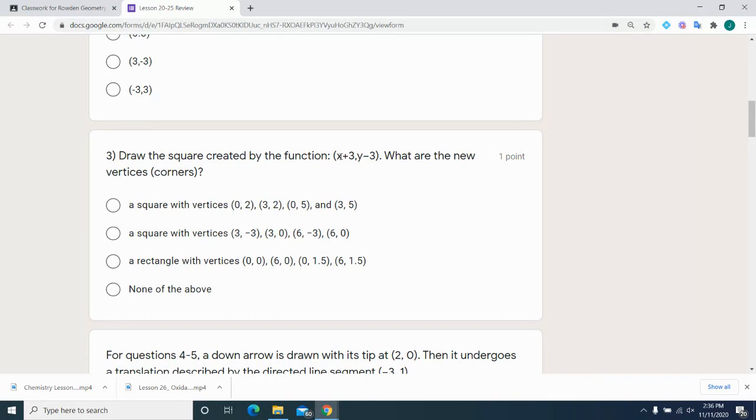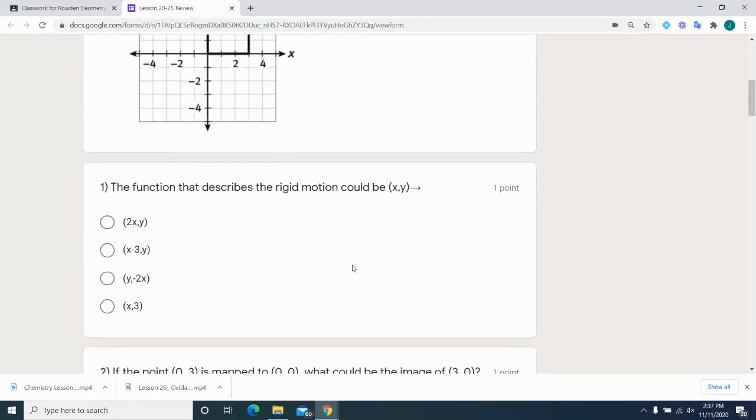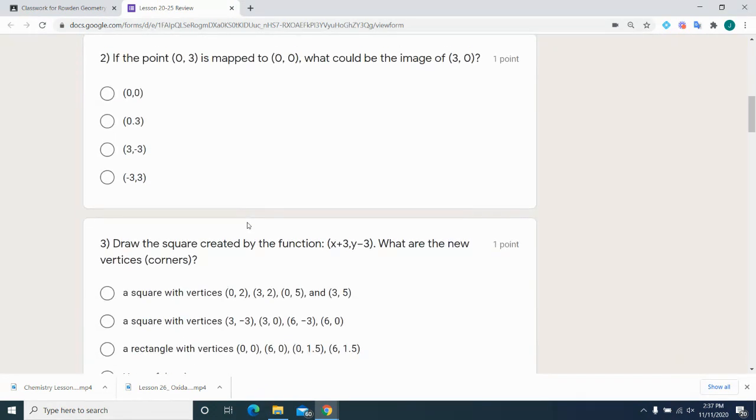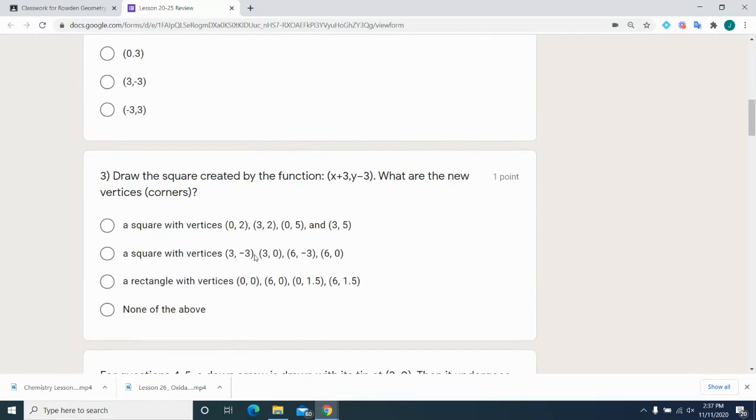Okay, now what we're going to do, x is going to go up by 3 and y is going to go down by 3. So this whole thing is going to move, x goes up by 3, y goes down by 3. Let's take the easiest corner, which is 0, 0. If x goes up by 3, it's at 3. Y goes down by 3, it's at negative 3. So the new vertex will be 3, negative 3. Is that one of our options here? Yeah, right here. This is the only one with 3, negative 3. So then this one has to be our right answer.